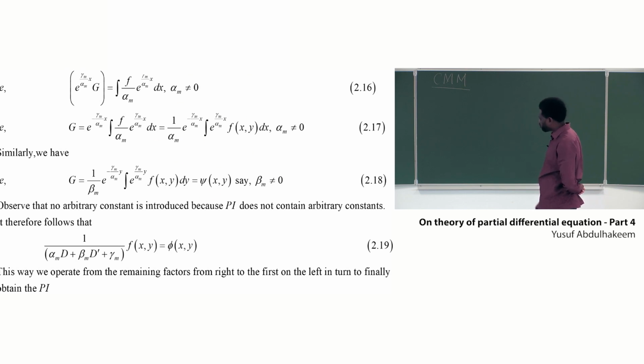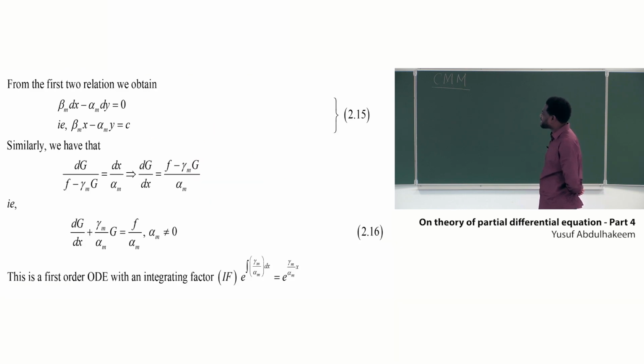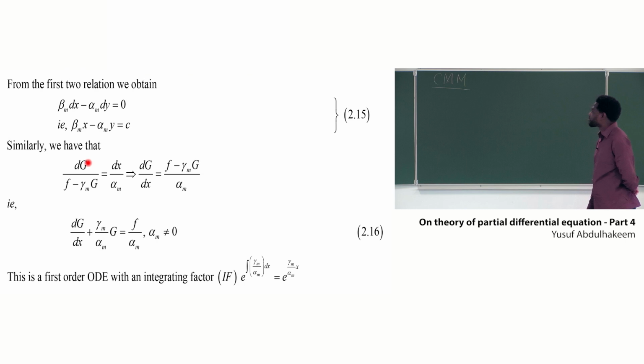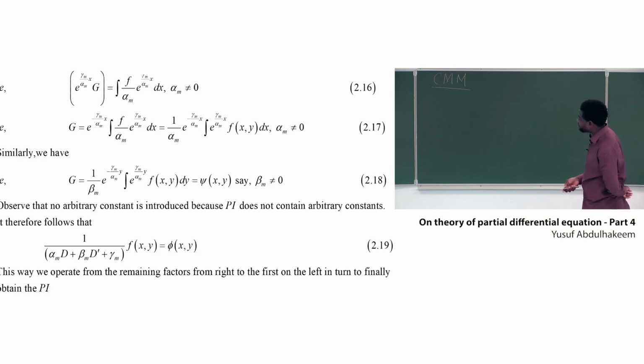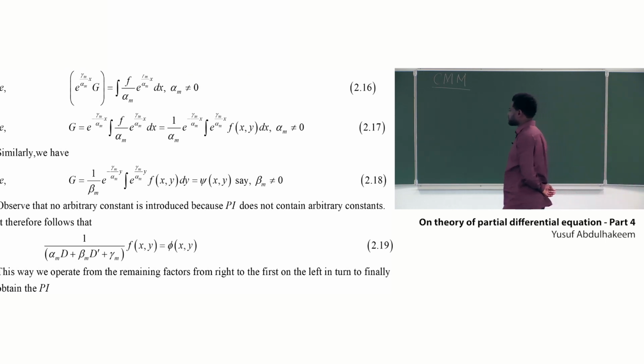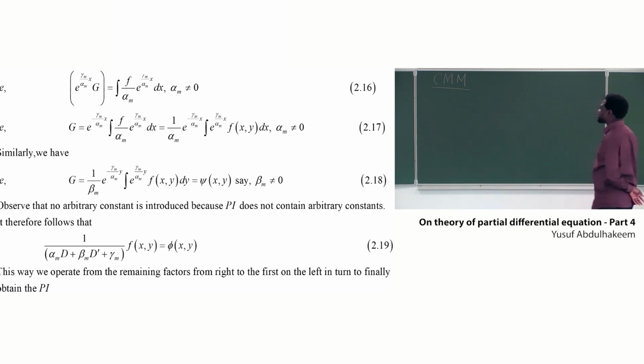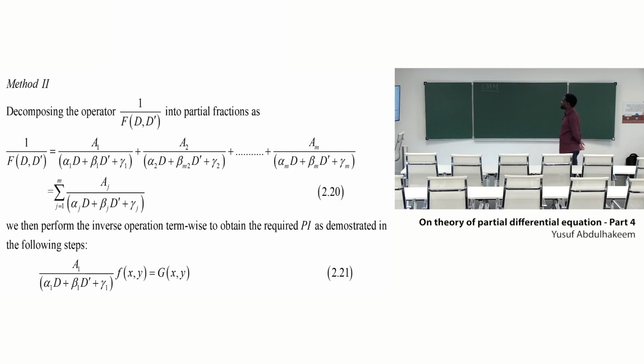Then again, of course, we are expected to go back and take the pair of this dg with dy divided by β_m. The same process goes in there, and this is what we are going to obtain as the solution for that. So we observe that there is no arbitrary constant, as we said earlier, that for the particular integral there will be no arbitrary constant. So this way we operate from the remaining factors, from the right to the first on the left in turn, to finally obtain the PI.